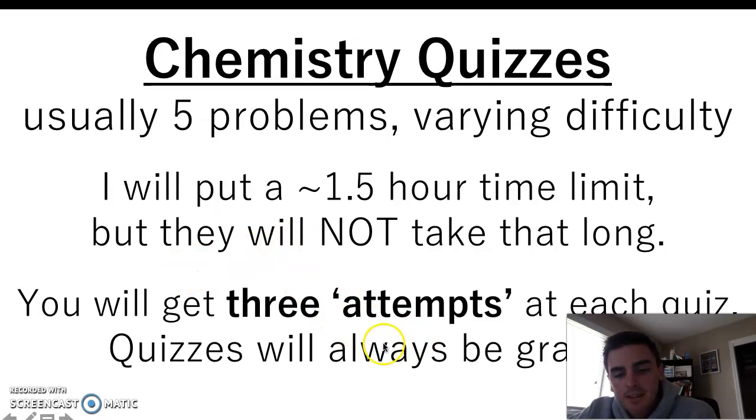You'll get 3 attempts technically at each quiz, so that takes away the scare factor, but I want to be able to see your work if needed. You'll have to do that on your own on a piece of paper, but quizzes will always be graded, and again, it's more just a measure of if we get the concepts for the day instead of a be-scared quiz.